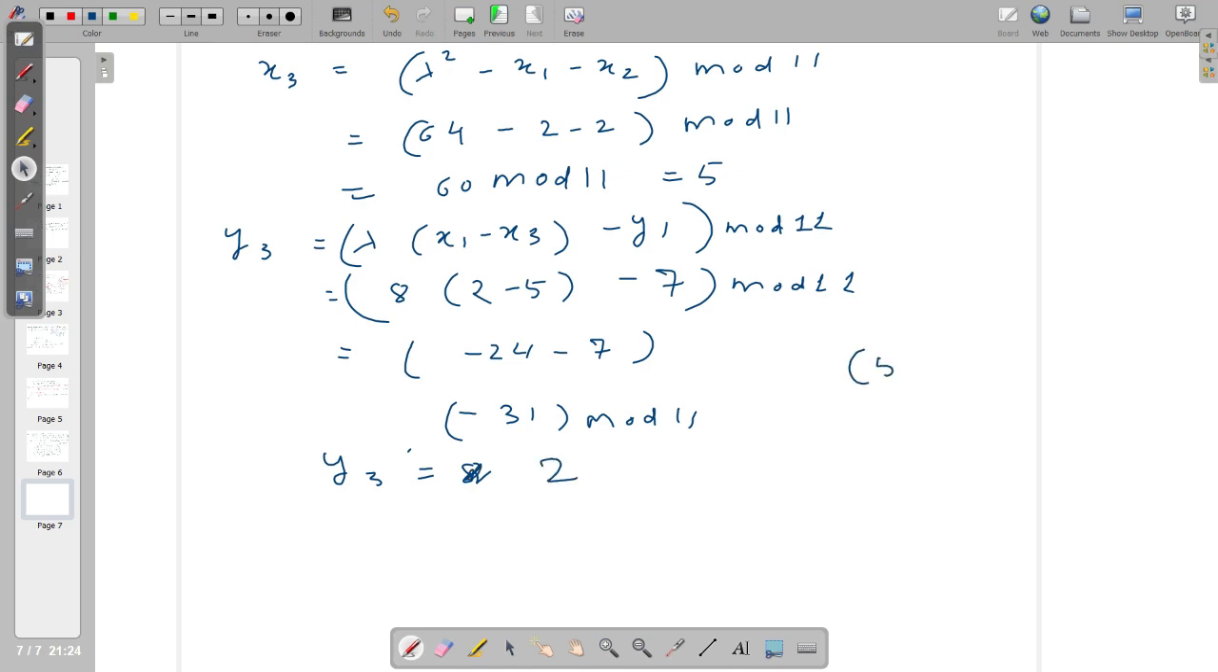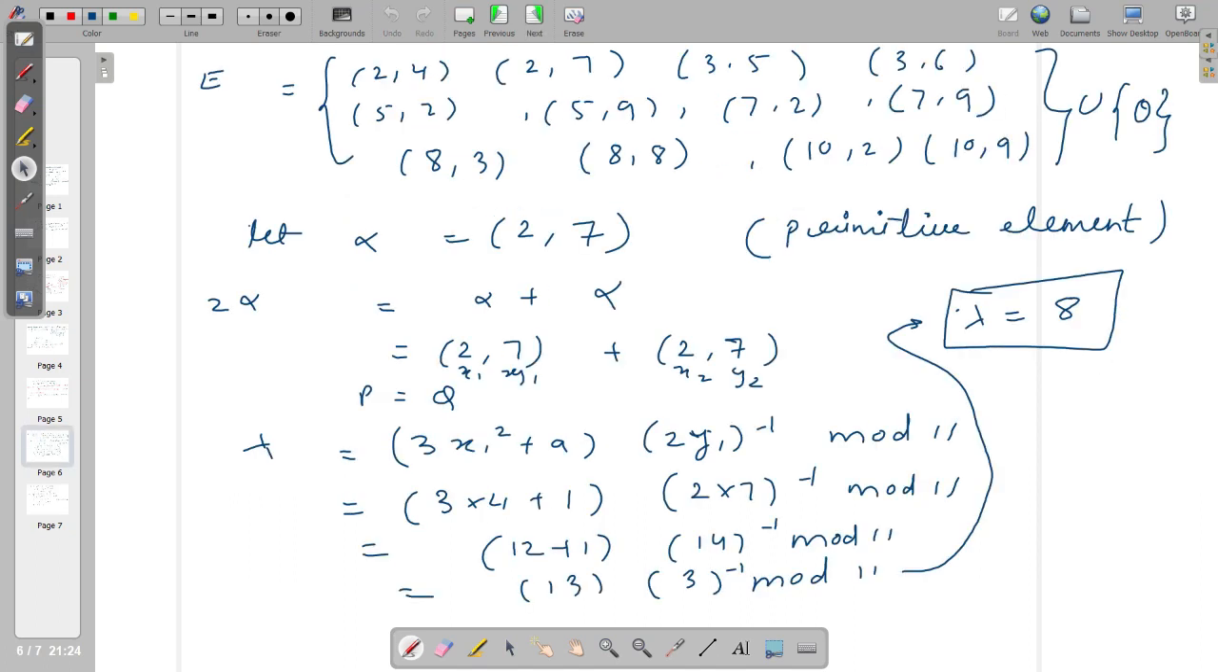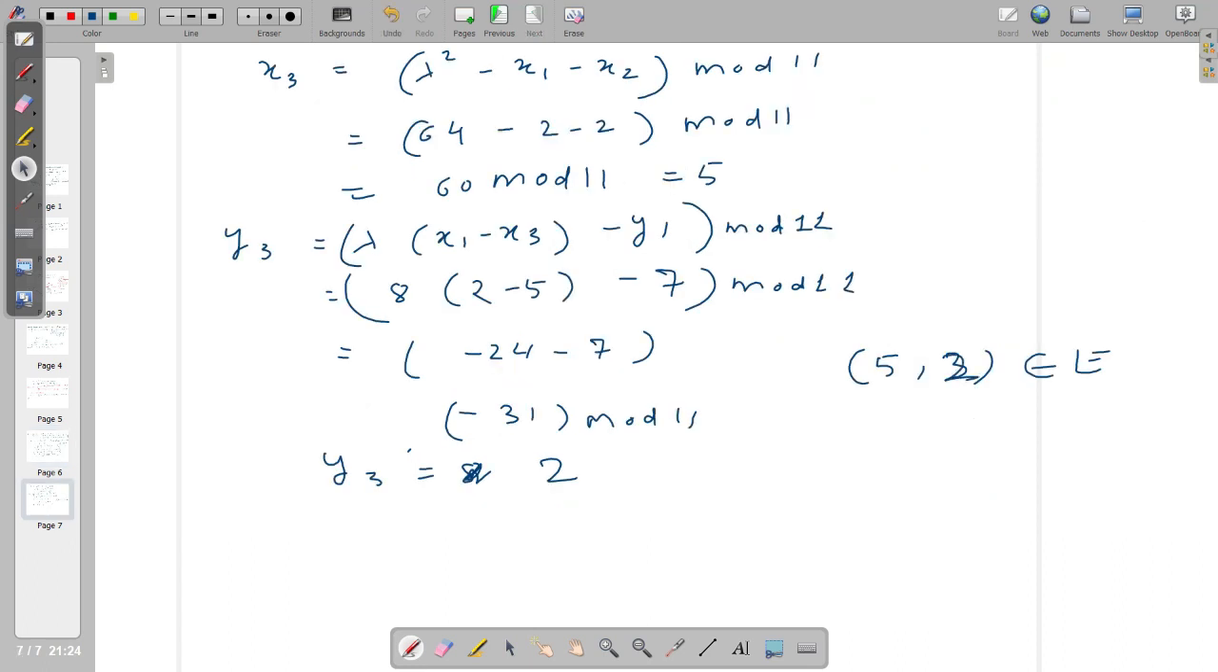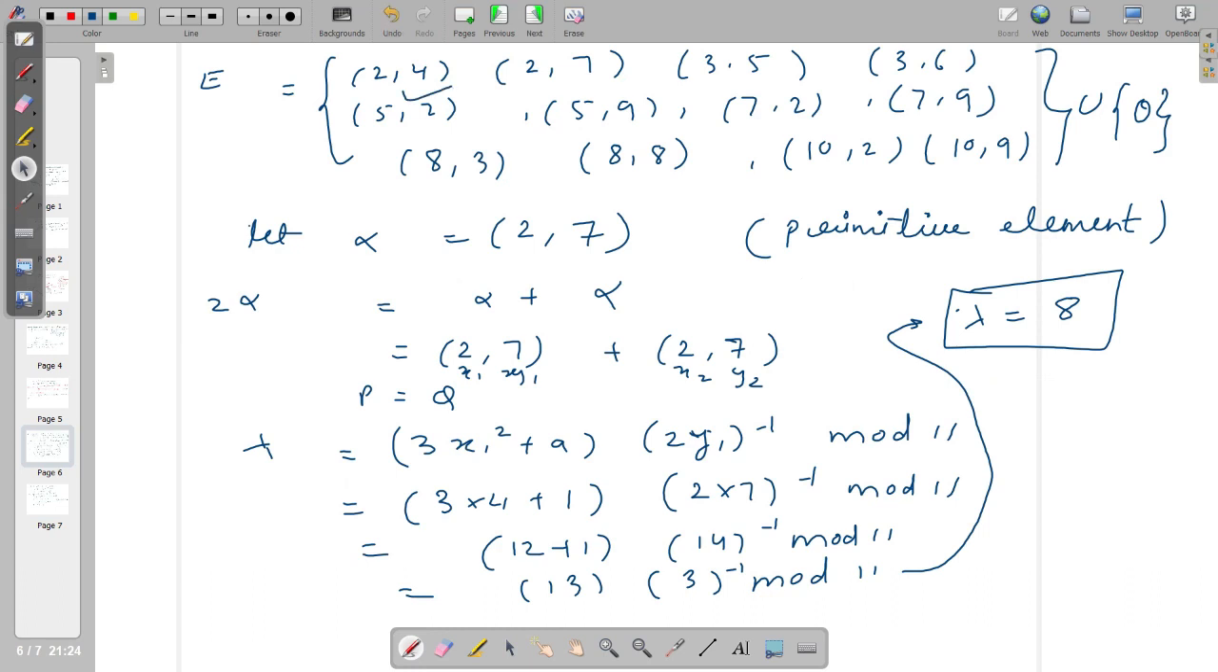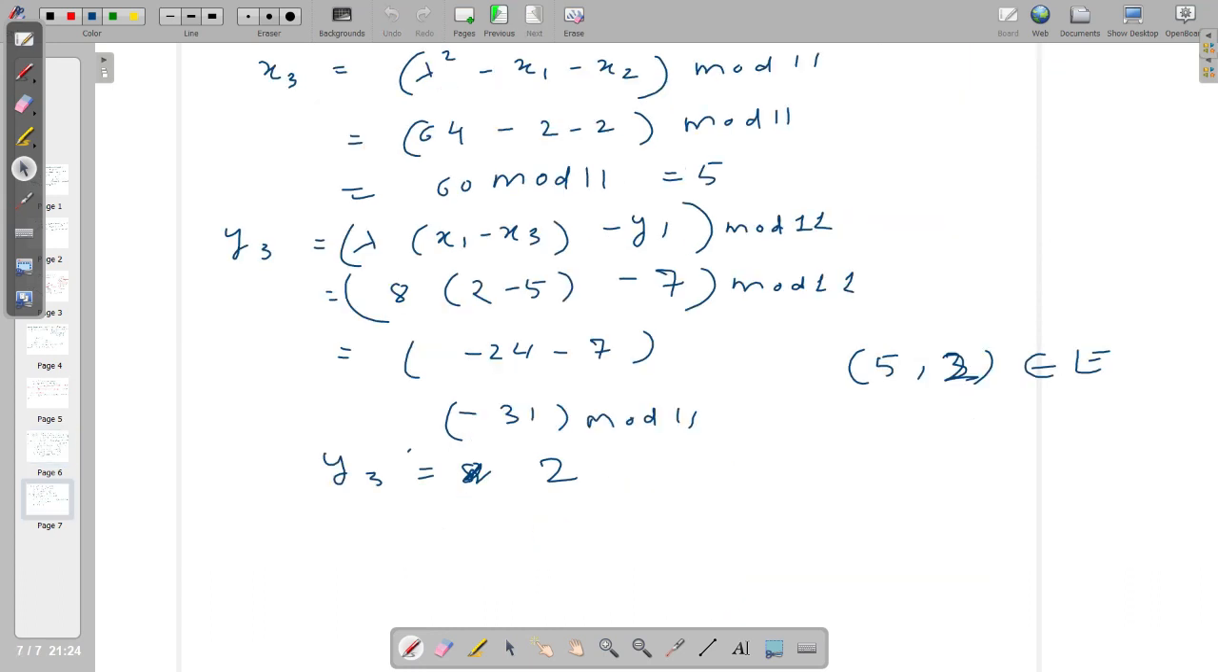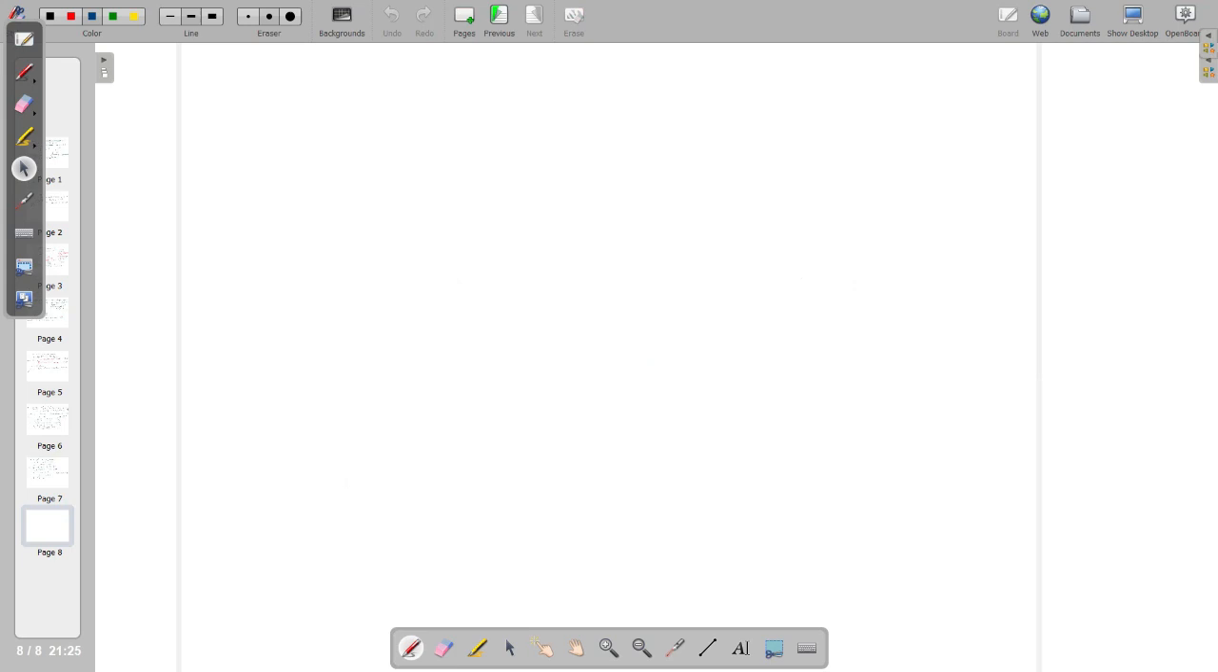So the point is (5, 3), and this (5, 3) belongs to E. We see here where we write all the points. This (5, 3) belongs to E. So this is one point. Sorry, the point is (5, 2), and this (5, 2) belongs to E. So now we have found 2 alpha. Similarly, we can find out 3 alpha. So this 3 alpha will be 2 alpha plus alpha.